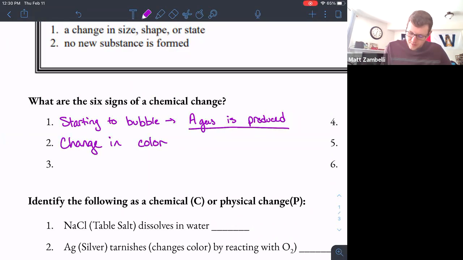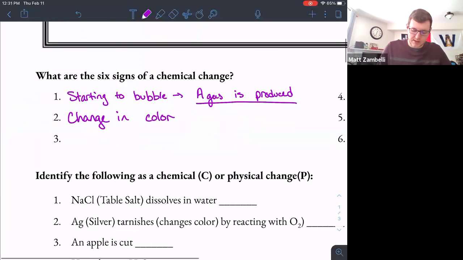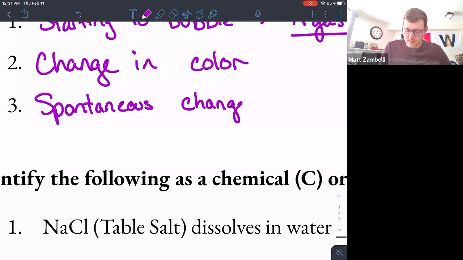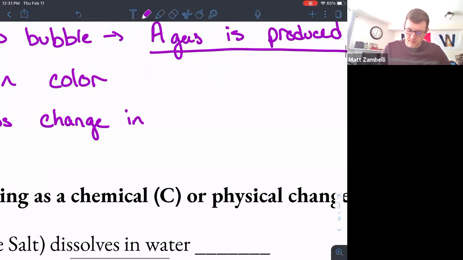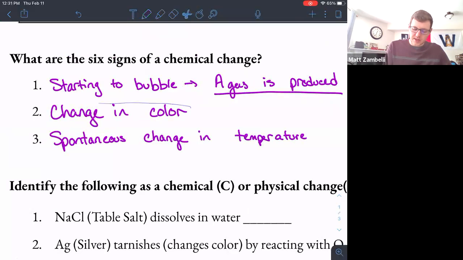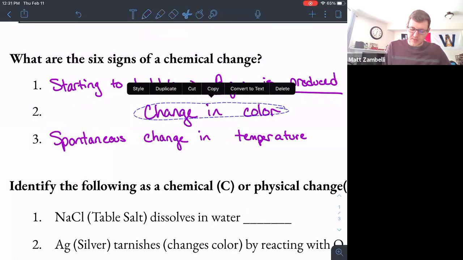So this is what we're looking for here. There's a change in color. I think there was another one that somebody said. It starts to heat up. So we're going to say that there's a spontaneous change in temperature. So I'm going to write down that, and then we're going to talk about that one real quick. And I'm actually going to change this change in color one. I'm actually going to put spontaneous in the front of that one as well.